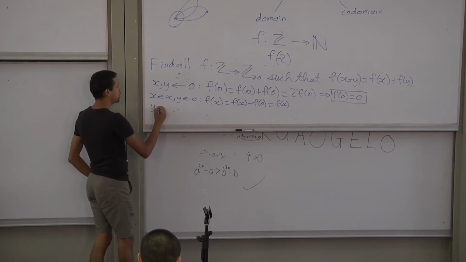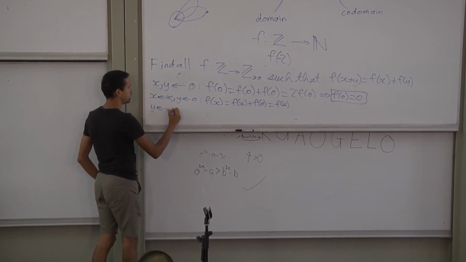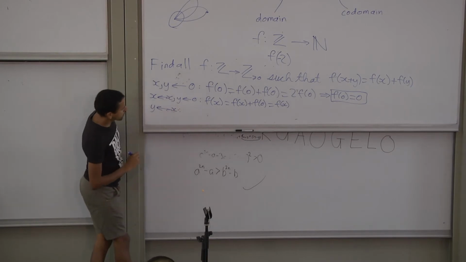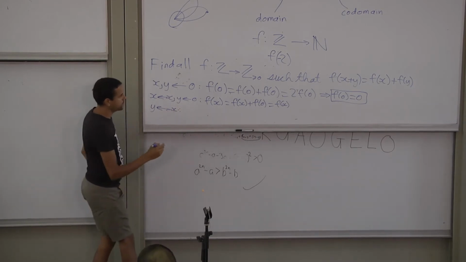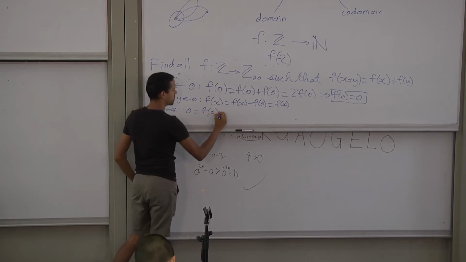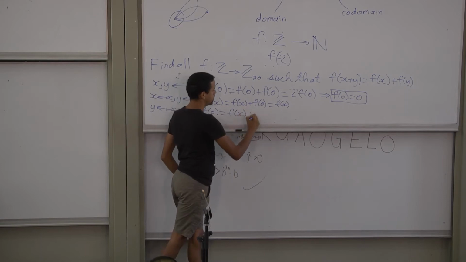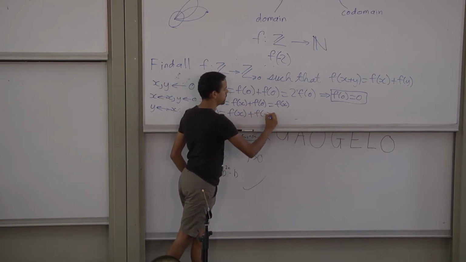So, put y to be negative x, and we'll have, on the left-hand side, f of 0, and on the other side, we'll have f of x plus f of negative x.